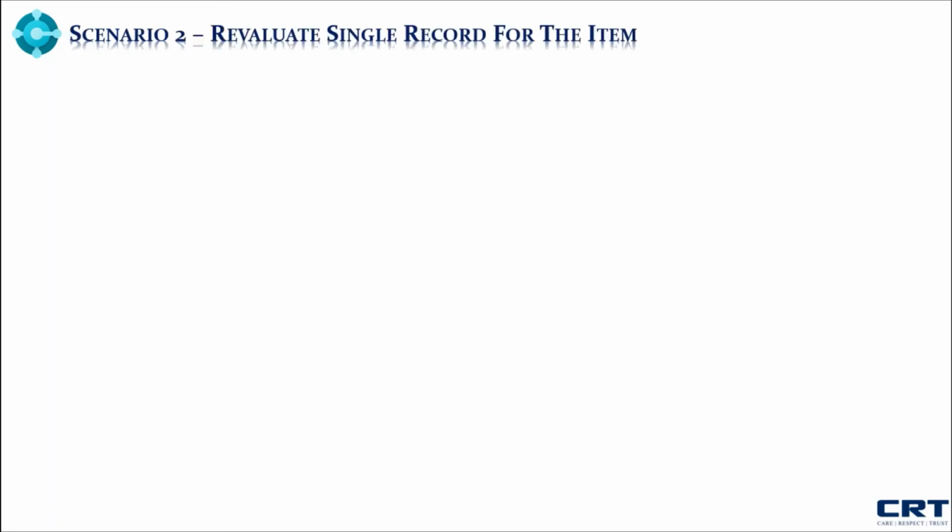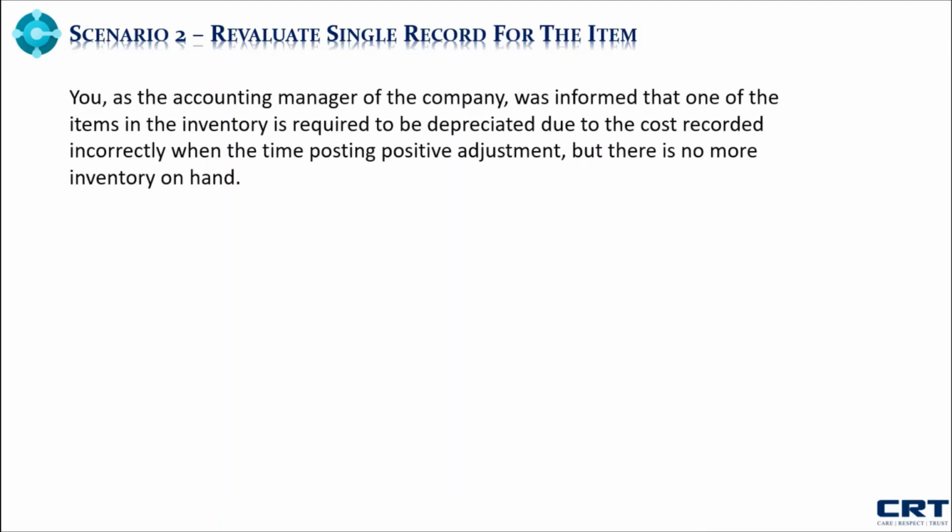Let's go to the second scenario, which is we will only need to revaluate single records for one item, for the items, I should say. Okay, also the same story. You as the accounting manager were informed that one of your warehouse executives recorded the wrong cost during the time of posting the positive adjustment for the item, but now there is no inventory on hand because the inventory was used for other shipment already. So how are we going to make the changes?